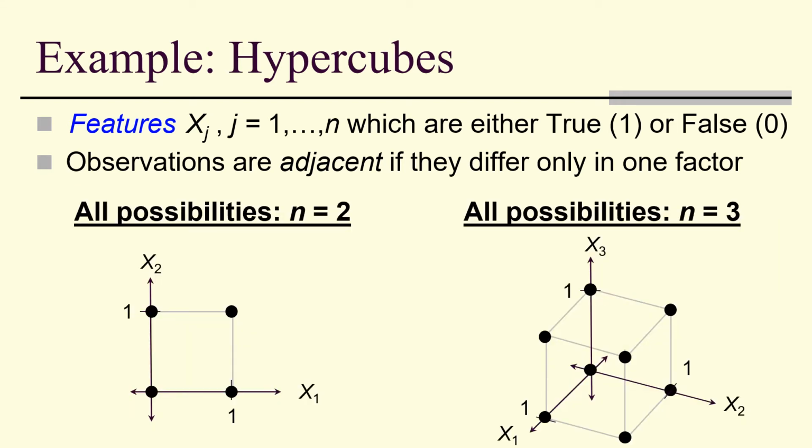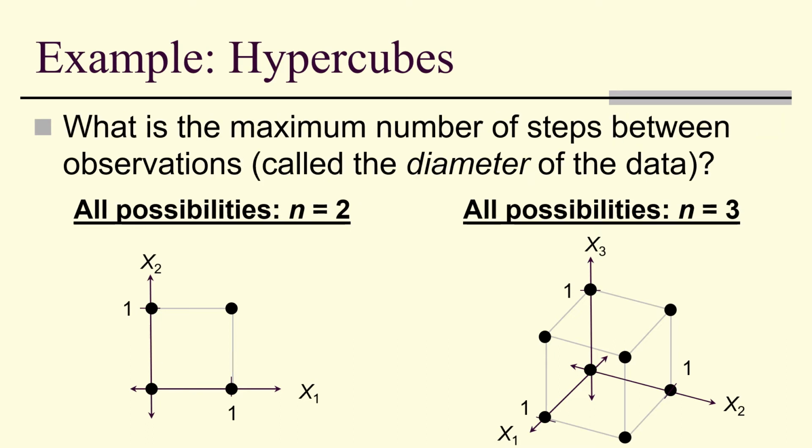So here is a 2-dimensional hypercube, and here's a 3-dimensional hypercube. What is the maximum number of steps between observations of points in a hypercube? This is also known as the diameter of the data. Well, in 2 dimensions we can take 2 steps, and that's the farthest we can go between 2 observations or vertices of the hypercube. In 3 dimensions, we could take 3 steps. So we have a diameter of 3 steps, the largest distance between points in a hypercube in 3 dimensions.